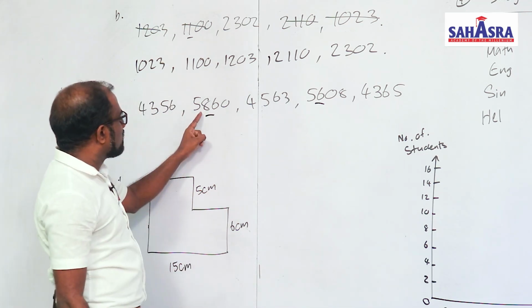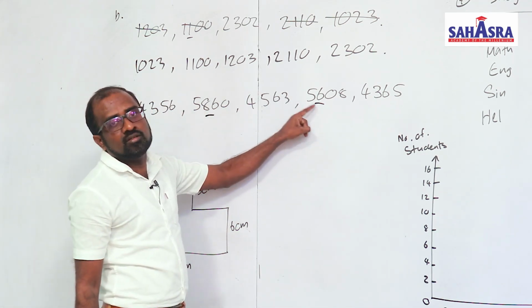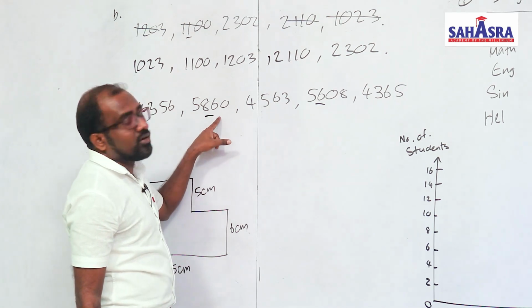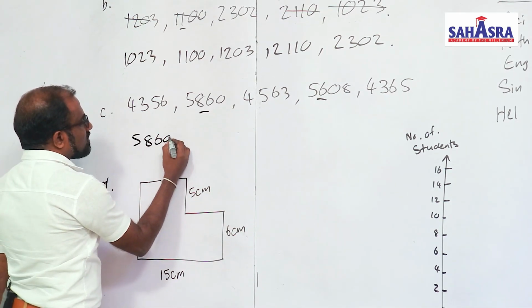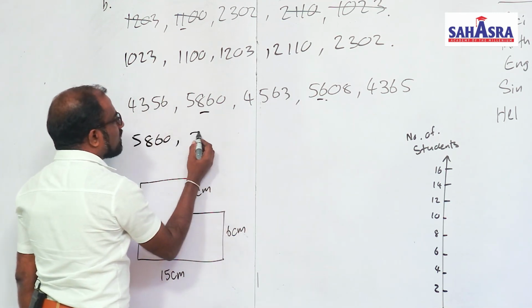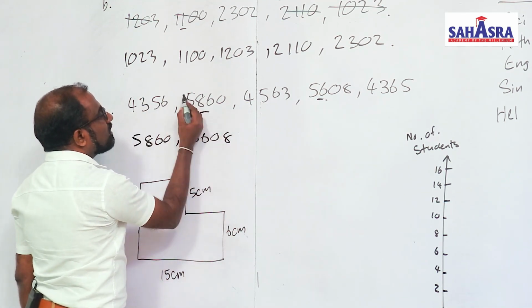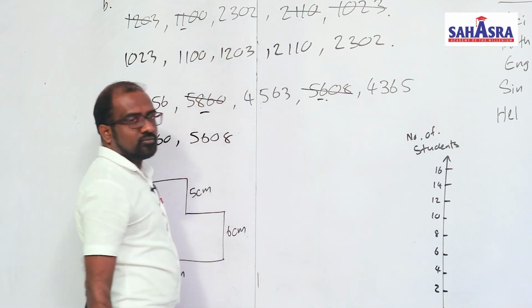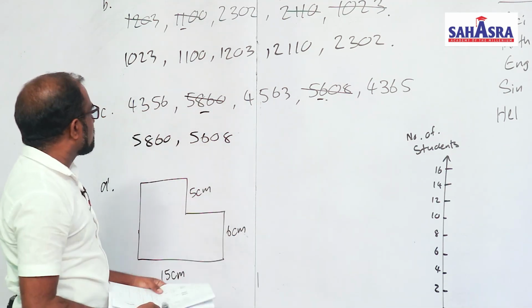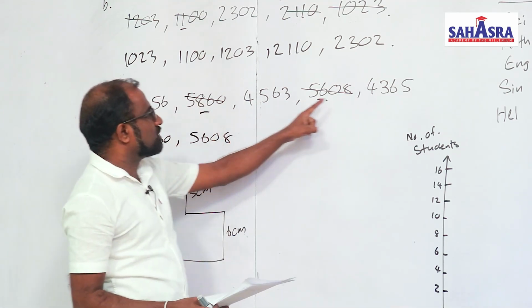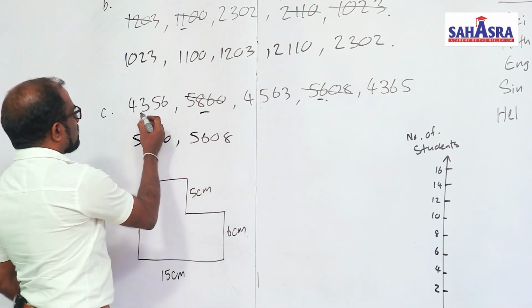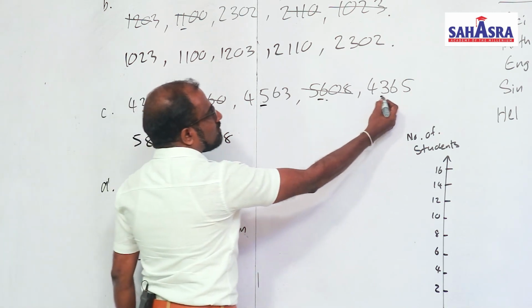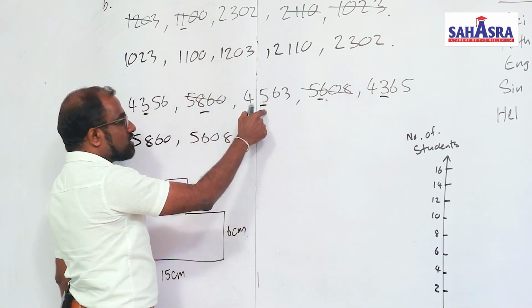So check the hundreds. 800, 600. So this is the 800. This is the largest number. So 5860. Next number should be 5608. These two numbers are written. Okay, right. Now check the next 1000, 4000 numbers. Check the hundreds. 300, 300, 500, 300. So 500 is larger.